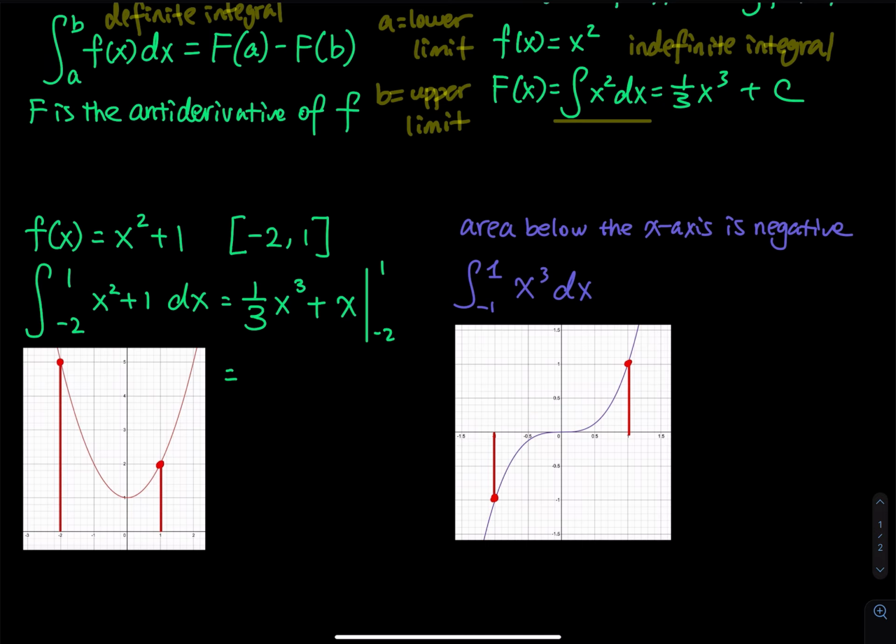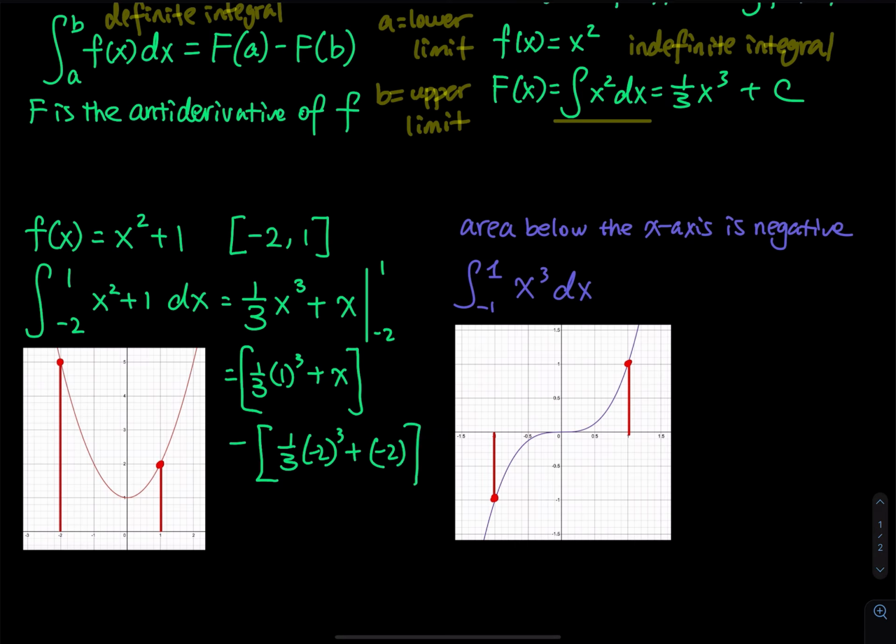First, you plug in the upper limit. So we have 1/3 when x is equal to 1. This is 1 to the third, and then plus x. So this is the plug-in for the upper limit, and then you minus the lower limit. So this is 1/3, and then -2 to the third, and then plus -2, and then close the square bracket. That is supposed to be a 1, but I wrote an x, so let me go back and fix that. So this is supposed to be a 1. And then you just do the arithmetic. At the end, this is equal to 6.